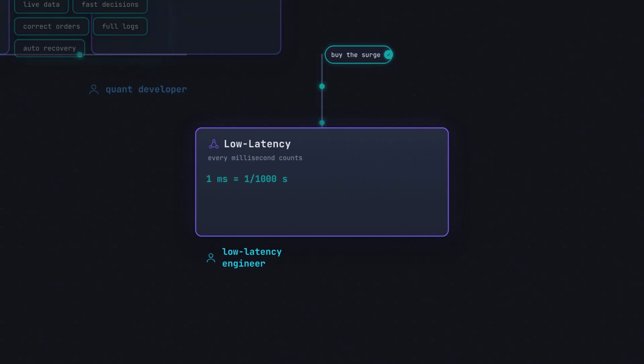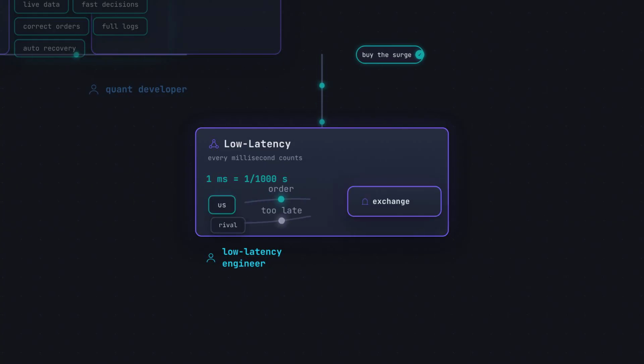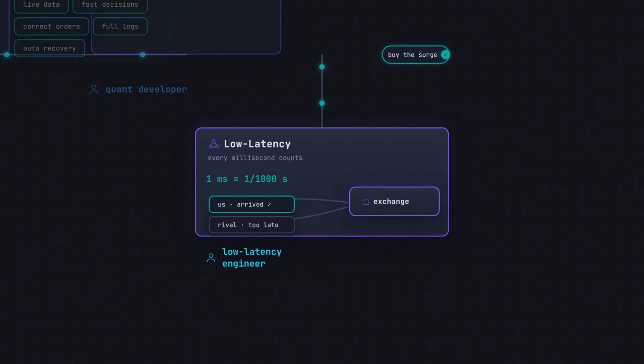Latency means delay. Low latency means keeping that delay as small as possible. A millisecond is 1,000th of a second, and in some strategies, a single millisecond decides who wins. Imagine two firms spotting the same opportunity. Both send an order to the exchange. An exchange is simply the marketplace where buyers and sellers trade. The first order gets the deal. The second arrives too late.